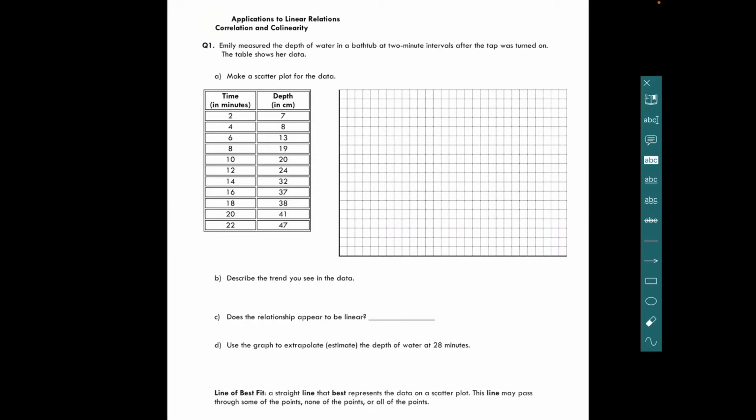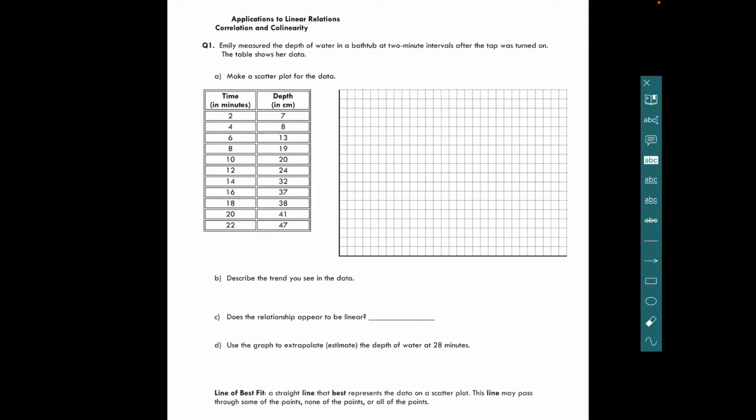In this lesson, we're going to look at the concept of a scatter plot, a line of best fit, correlation, and collinearity. So to start off, we have an example. It says Emily measured the depth of water in a bathtub at 2-minute intervals after the tap was turned on. The table shows her data.